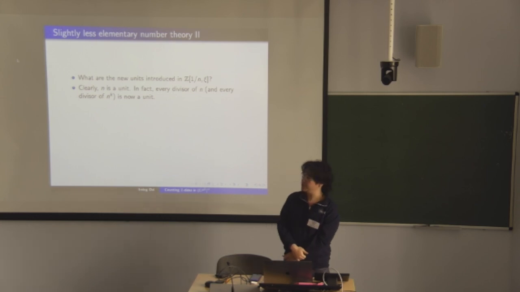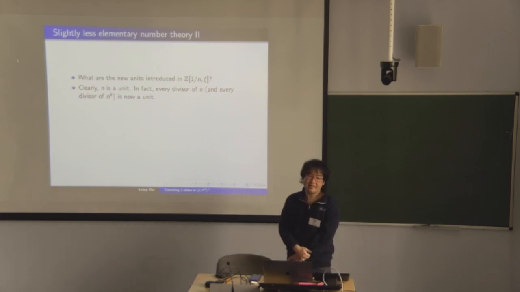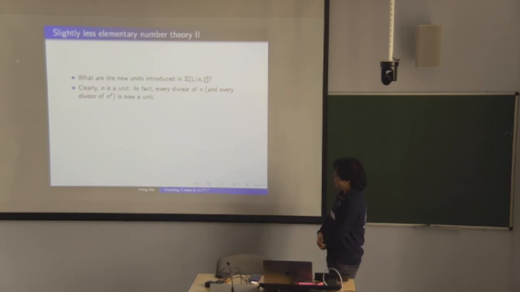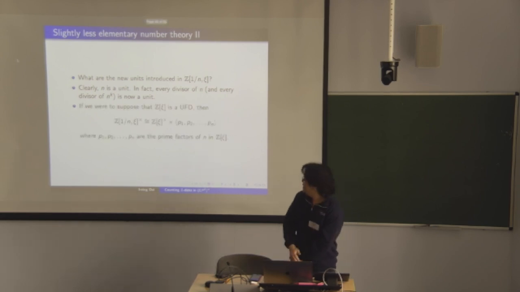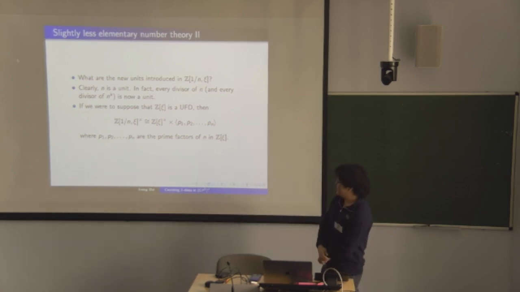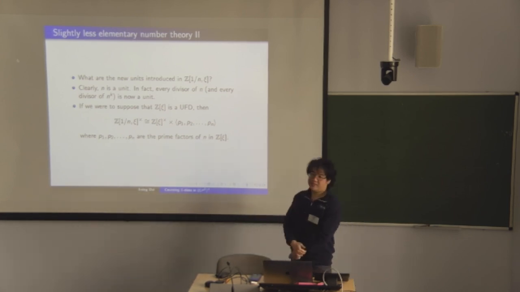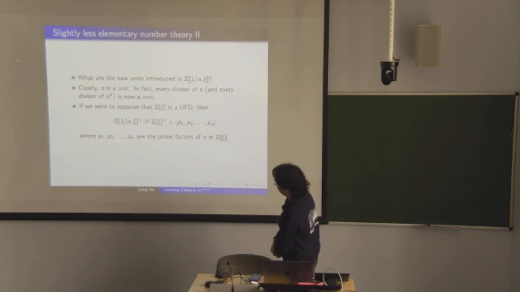Well, every divisor of n is a unit, right? Because if n is equal to a times b, then a is a unit with inverse b over n. So every divisor of n is a unit, and in fact, every divisor of n to the k is a unit. And suppose that I make the simplifying assumption that Z adjoin chi is a unique factorization domain. And I ask you, what are the units inside Z adjoin 1 over n, chi?